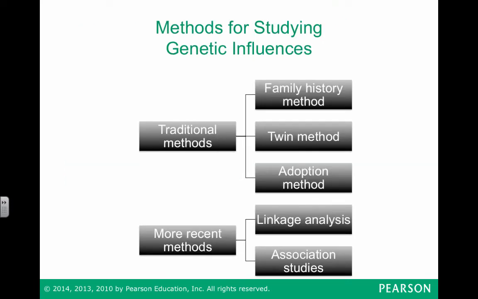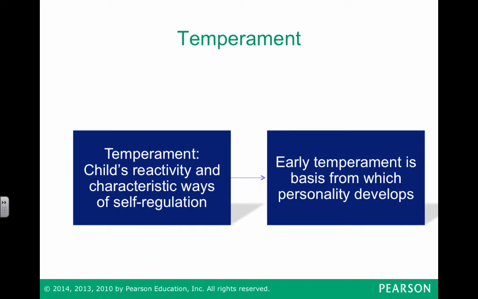How do we study these genetic influences? Traditional methods would be taking a family history, studying twins, and studying someone who had been adopted out of the family. More recent methods include linkage analysis and association studies. Temperament. Temperament is the child's reactivity and the characteristic ways of self regulation. How do they self regulate? How do they self soothe? And early temperament is the basis from which personality develops.